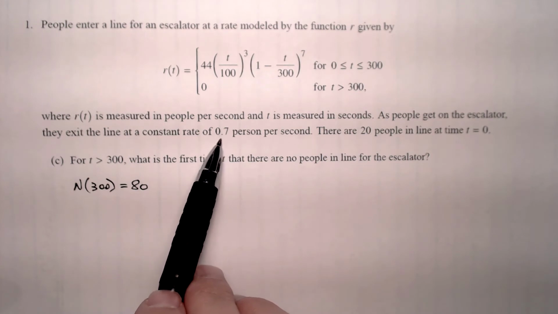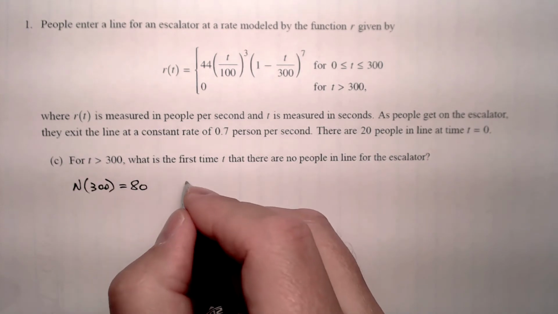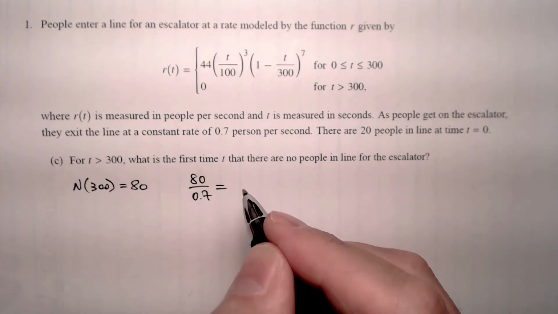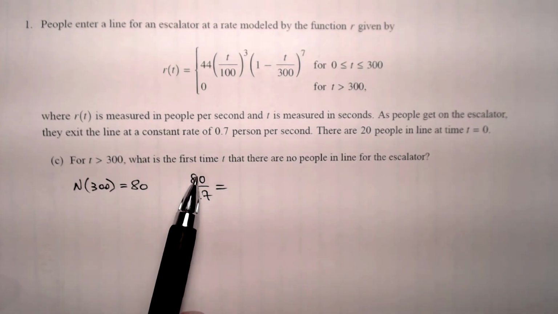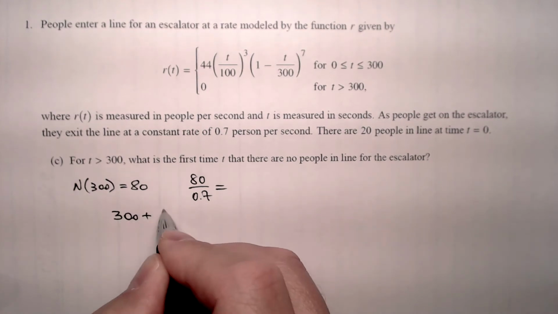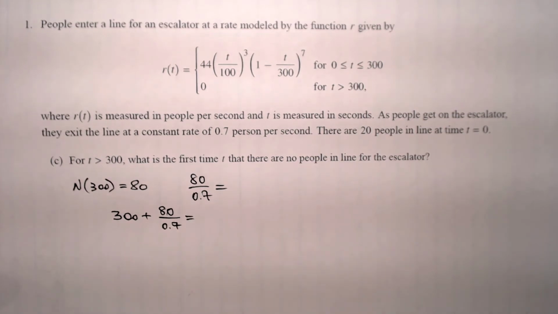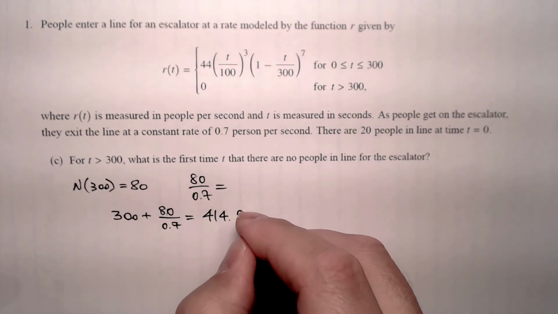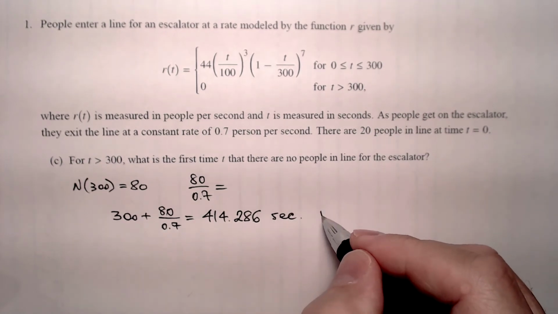But people are still leaving at 0.7 persons per second. So basically we need to divide 80 by 0.7, and that will give us the number of seconds past 300 until there will be no people on the escalator. So the answer is 300 plus 80 divided by 0.7, and you can use your calculator to calculate that this is 414.286 seconds, and this is our final answer.